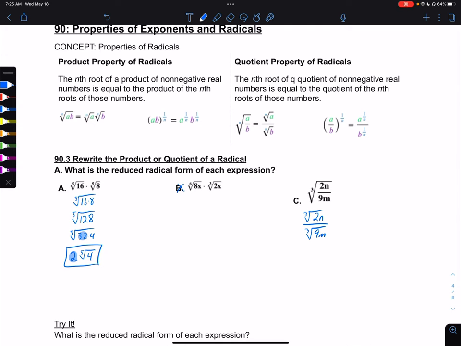Now that they're separated, I need to rationalize the denominator. I can't have a radical in the denominator. To do that, I need to create a perfect cube in the denominator. So my perfect cubes: the cube root of 8 is 2, cube root of 27 is 3, cube root of 64 is 4, cube root of 125 is 5, and so on. So I need to turn my denominator, this piece, into one of these.